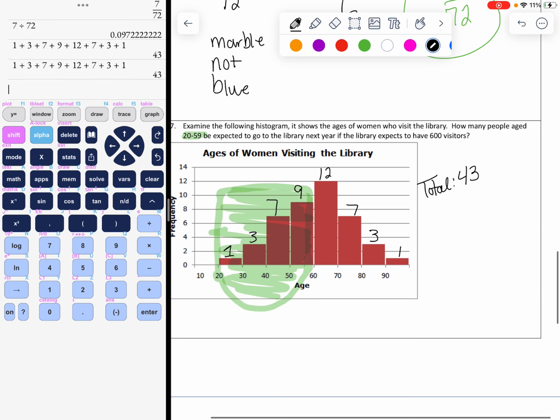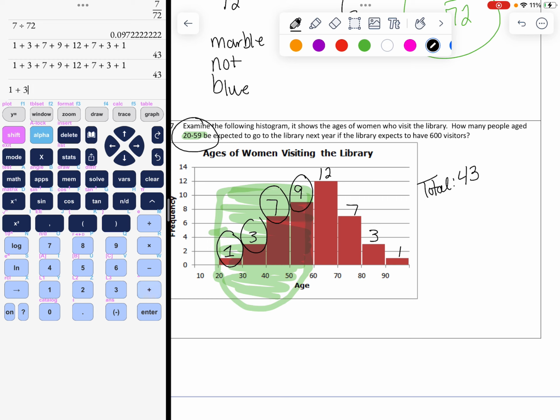Okay. Now, we are only focused on ages from this category right here to right here, okay? So we only want to focus on my green highlighted 8 because of the 20 to 59. So I need to add those up. What is 1 plus 3 plus 7 plus 9?